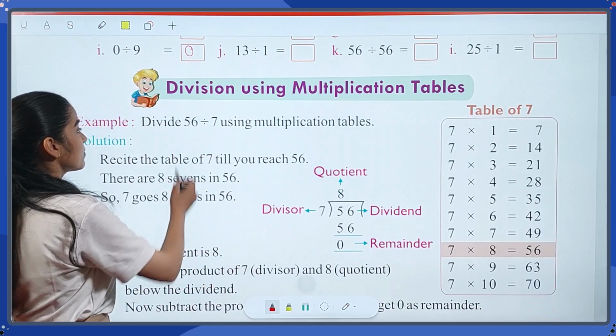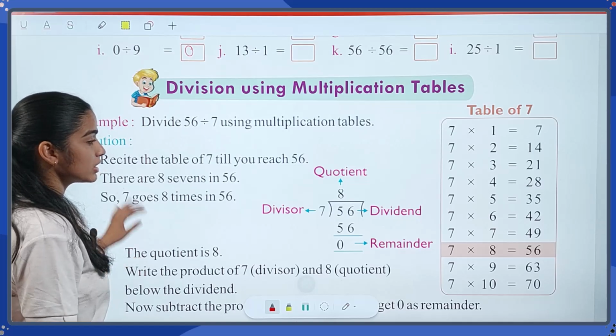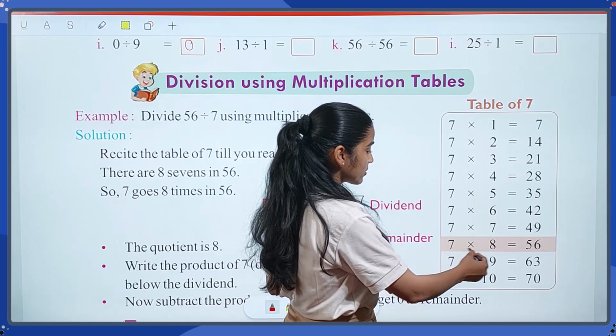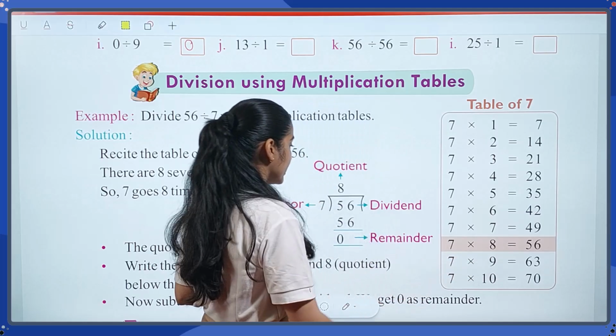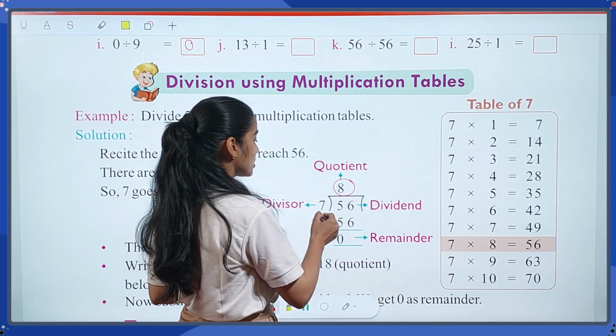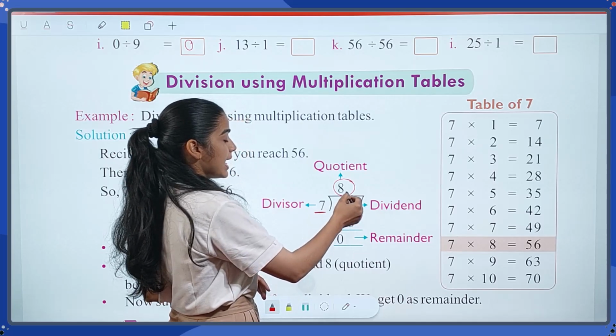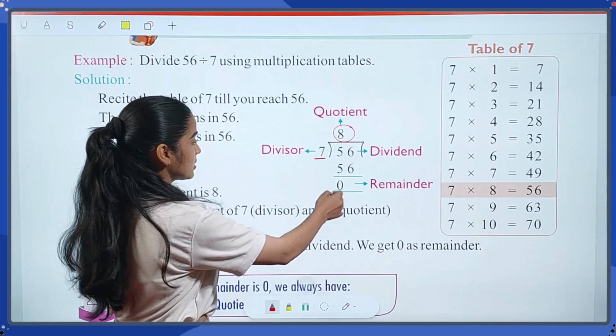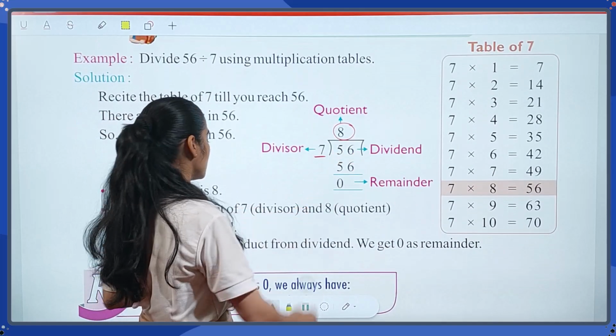Divide 56 by 7 using the multiplication table. So now you have to see where we got 56. At the place of 8 we get 56. It means 8 is the quotient. So in 7's table, we get 56 at the 8th place. So this is our quotient and answer, and the remainder is 0 because 56 minus 56 is 0.